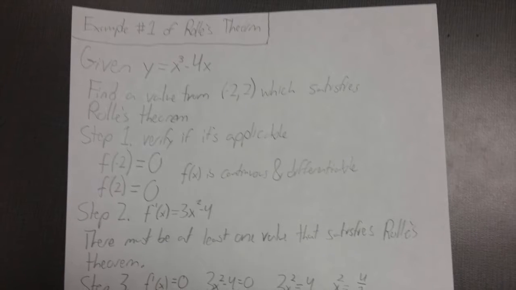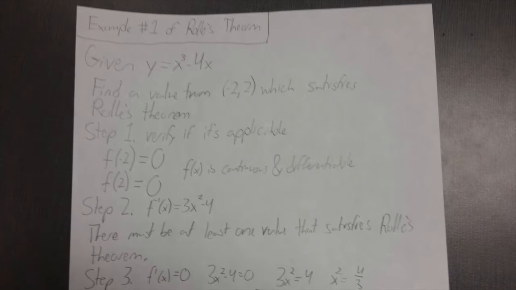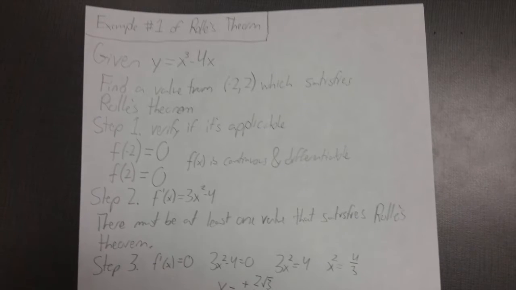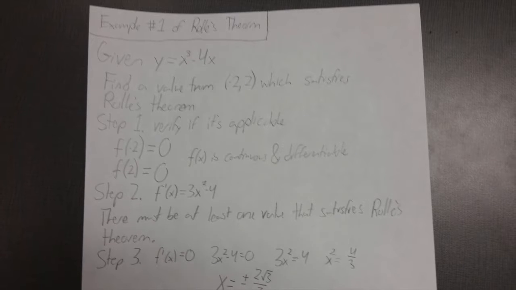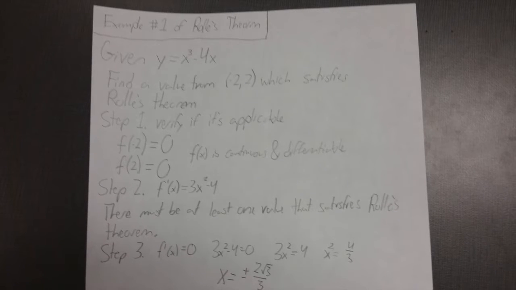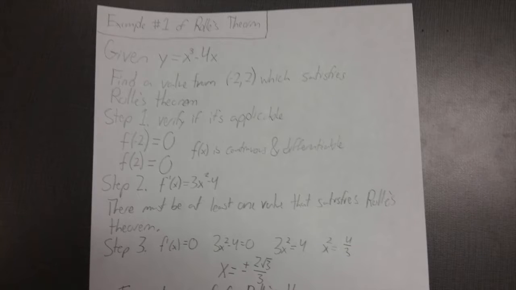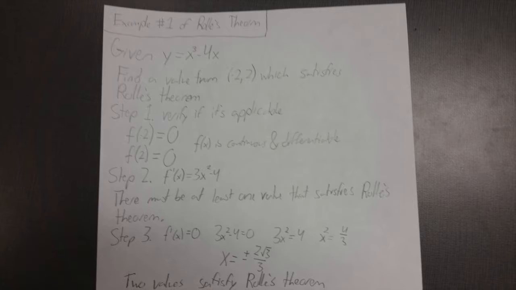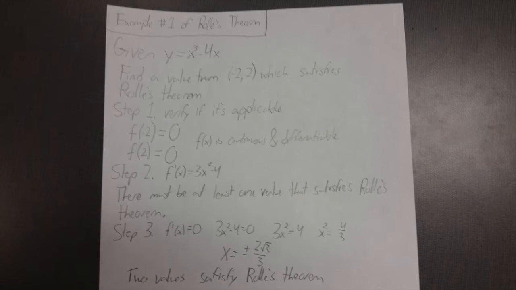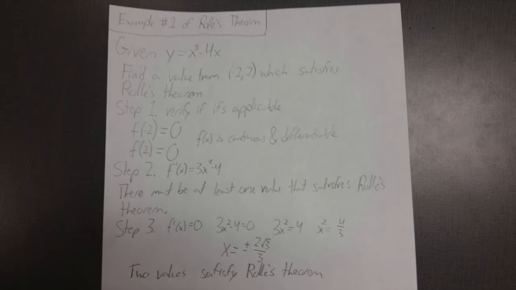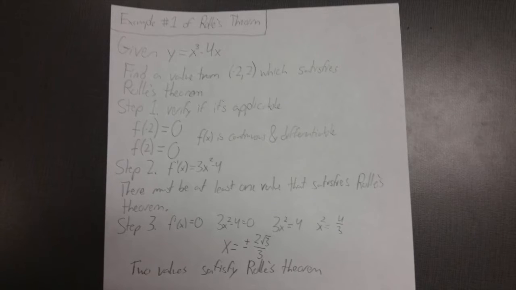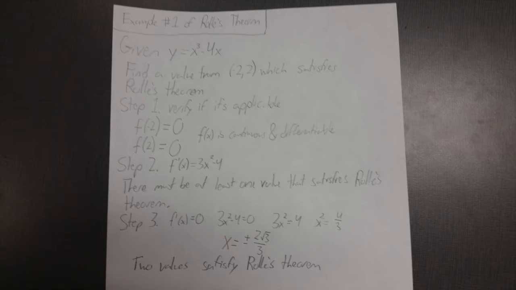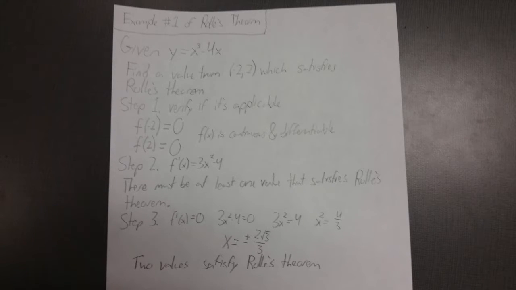Then we take the derivative of f of x, and we get 3x squared minus 4. Now we know that there must be at least one value of x between -2 and 2, for which the derivative of x equals 0. So we set 3x squared minus 4, which is the derivative of x, equal to 0, and we solve, and get x squared equals 4/3, which comes out to be positive or negative 2 square root of 3 over 3. So, in conclusion, there are two values which satisfy Rolle's theorem.